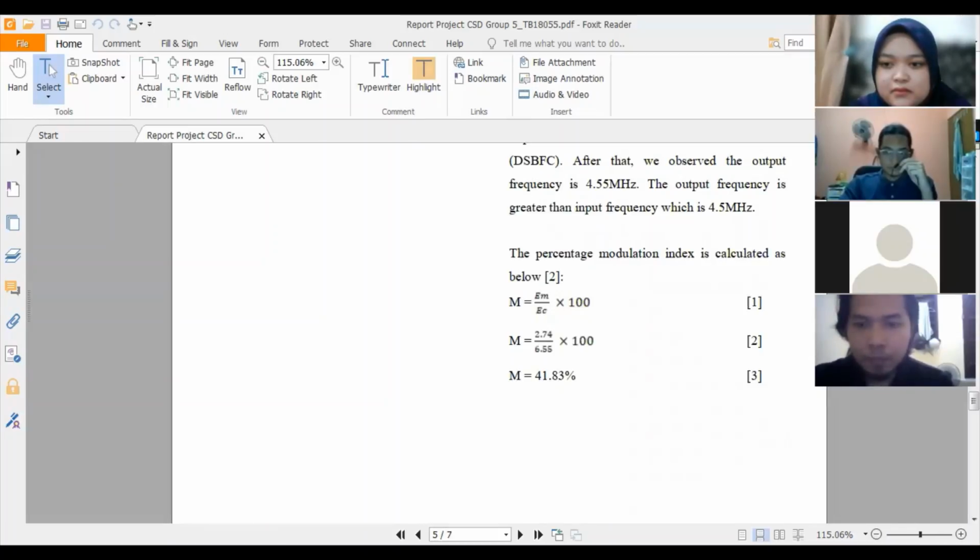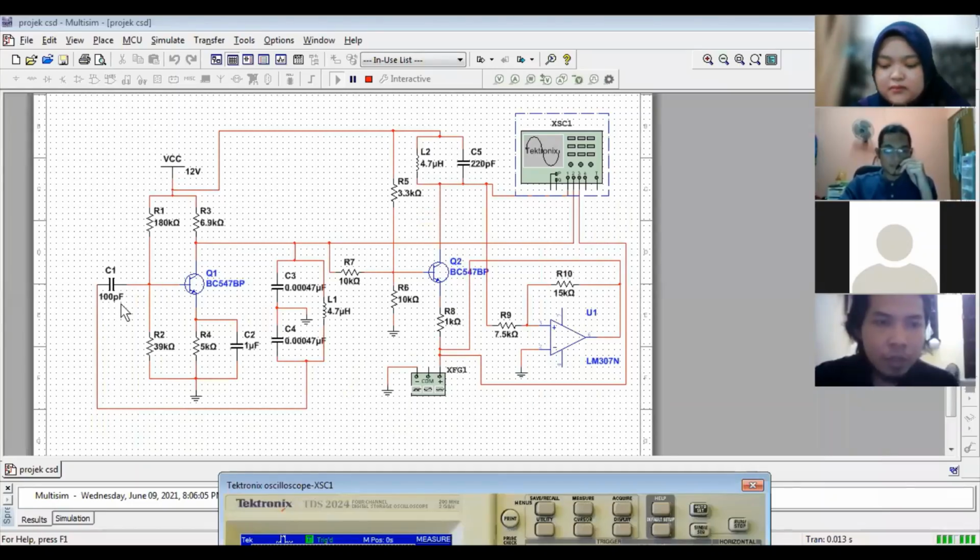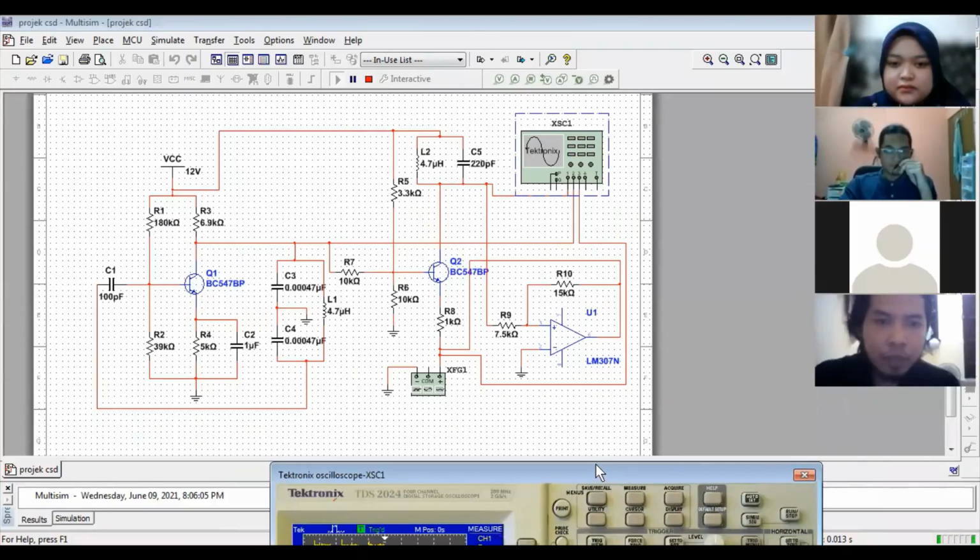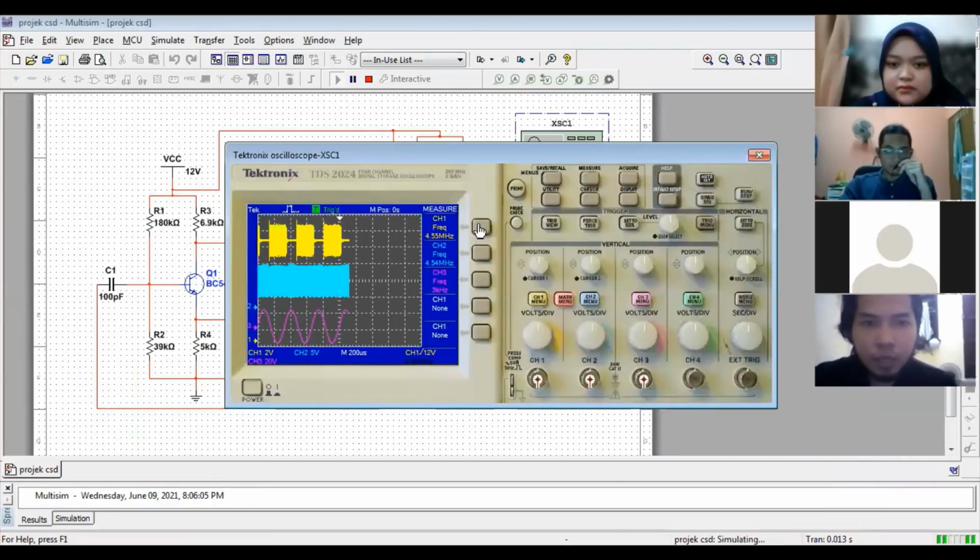That is our circuit that we get, with a combination of three stages: oscillator, modulator, and amplifier. The output waveform we get is 4.55 megahertz for channel 1 and channel 2, 4.454 megahertz, and channel 3 is 3 kilohertz.